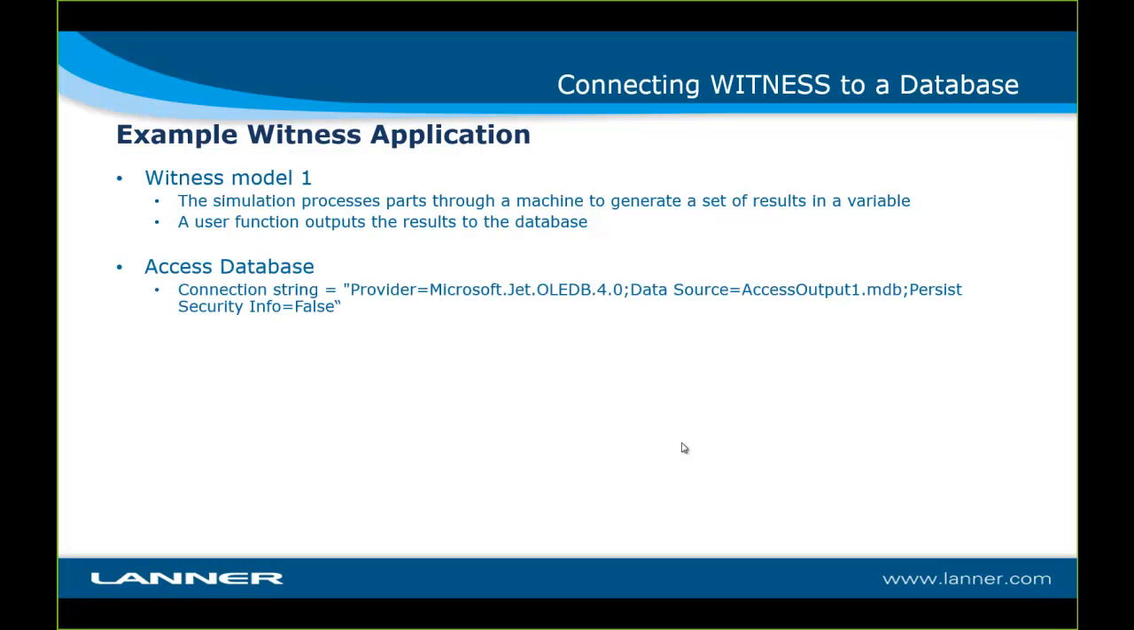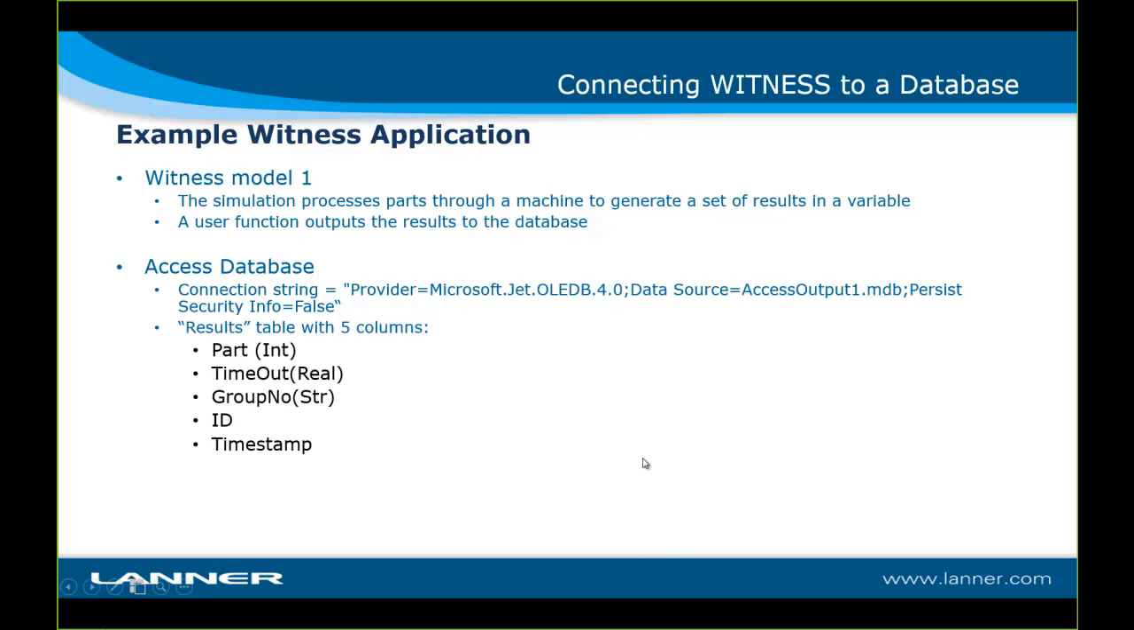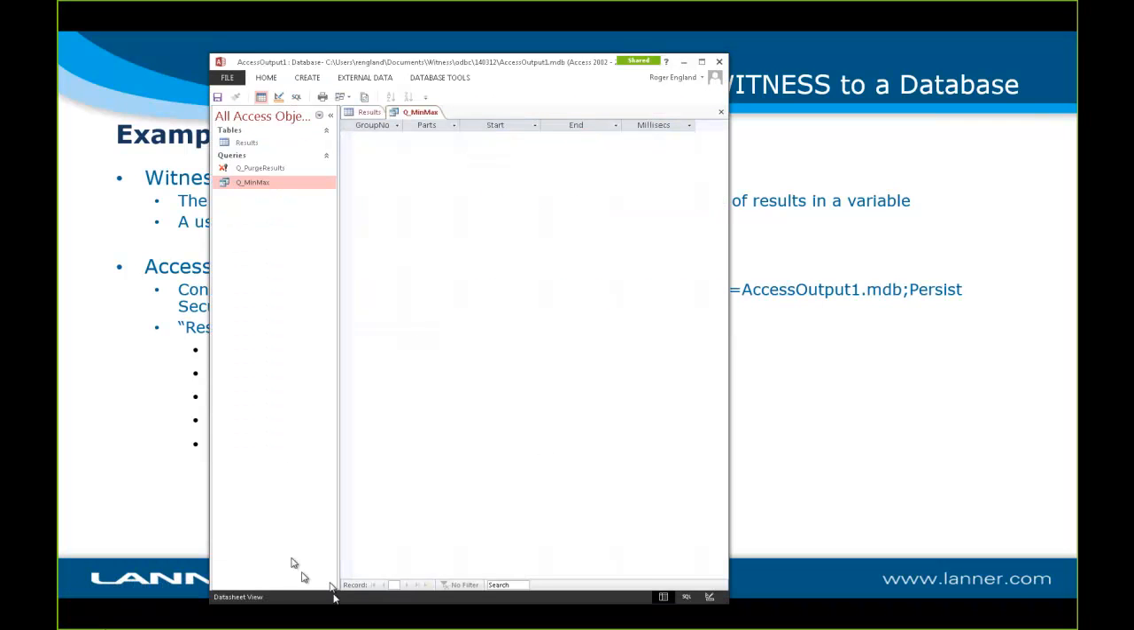We're using an Access database today, so this would be the connection string for that. We define the driver for Microsoft Access, the name of the database file, and then in this case there's no security required. And the results table has 5 columns. I'll just show you those. So we have, those of you who are familiar with Access will recognize this, here's the table with 5 columns.